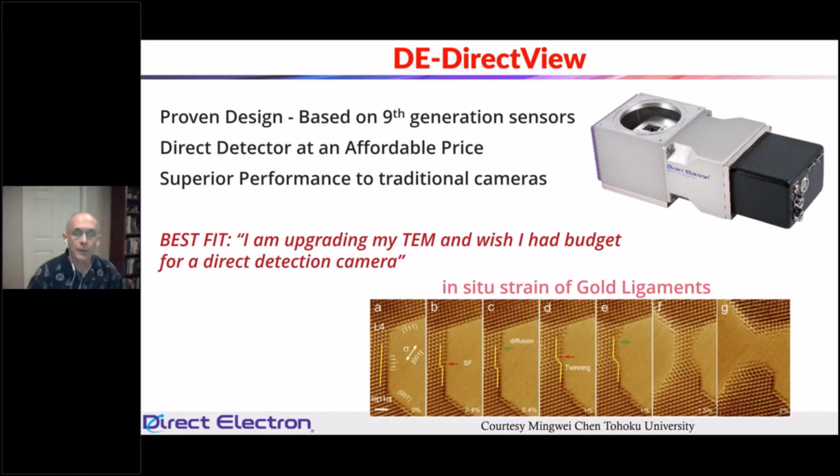So here's an example of using the DeDirectView. This is from Mingwei Chen at Tohoku University. And this is an example of an in situ experiment of a gold ligament that's under tensile strain. If you go to this publication, in the supplemental material there's a movie showing the strain on this gold ligament that finally leads to failure of the ligament.